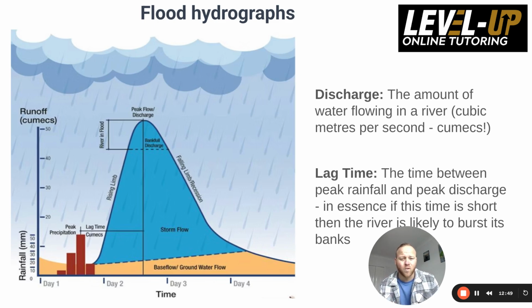And then you can do the opposite. What might slow it down? So flat gradient, if it's really flat, it's not going to get into the river too quickly. If there's lots of vegetation around, or if there's soft rock absorbing that water, it's going to slow it down. Okay, so this is how we can link the causes of flooding to hydrographs.